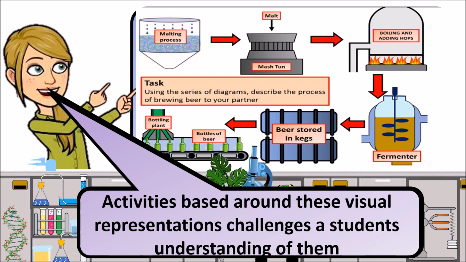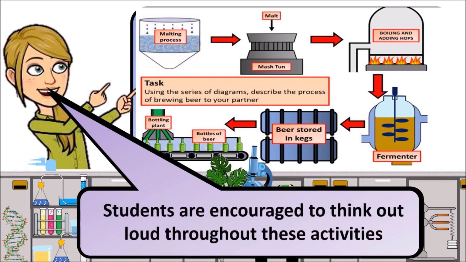There are several ways I've used this activity in the classroom. I've given students diagrams and asked them to talk through and then write down the description of the process. I've given diagrams for the process but in the wrong order and asked students to sequence them. Alternatively, I've given the process as words and asked them to draw the diagrams to describe the process.